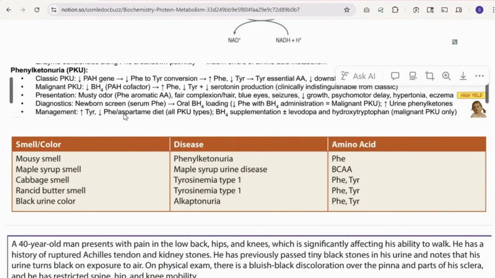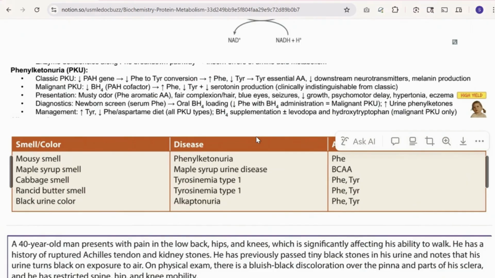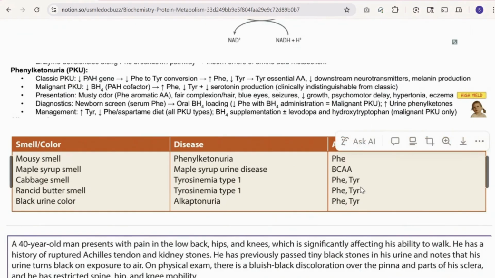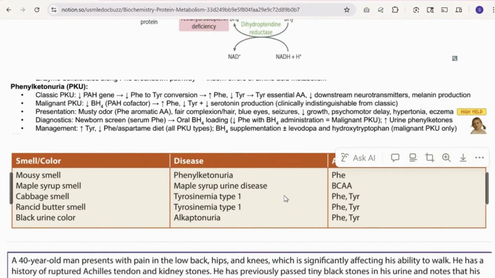So you need the diagnostic screen in the newborns and fix it with replacement of the diet. A lot of gums have warnings: not for phenylketonurics. Lower the aspartame in the diet as well, the artificial sugar. Don't give them that. BH4 supplementation, and make sure that you give them tryptophan or levodopa to fix their deficiencies.